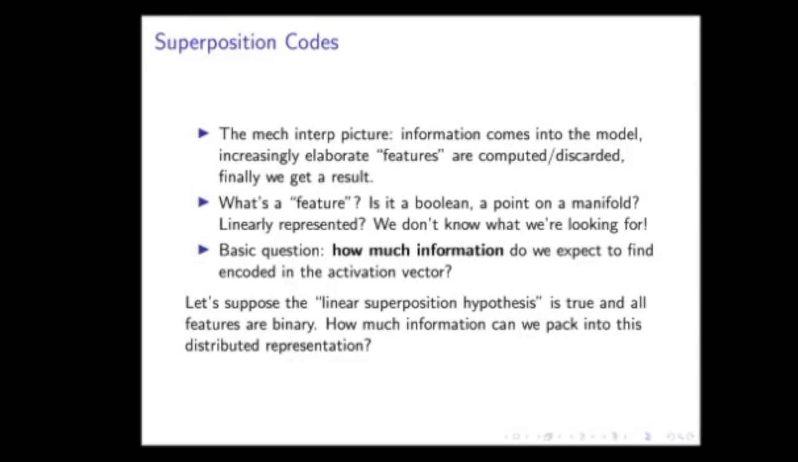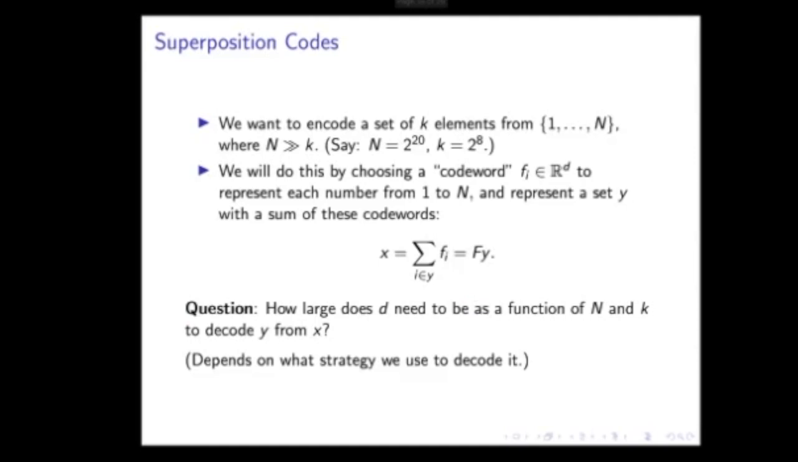What I did in this preprint is suppose that the linear superposition hypothesis was true, and look at a really simple example where I just have binary features, and ask how good a random linear projection is at storing this vector. To be specific, I'm taking a very large n, on the order of 1,000,000 or 1,000,000,000, and thinking about the problem of encoding a very small subset of k elements in this very large set. So k here is about 256 or whatever.